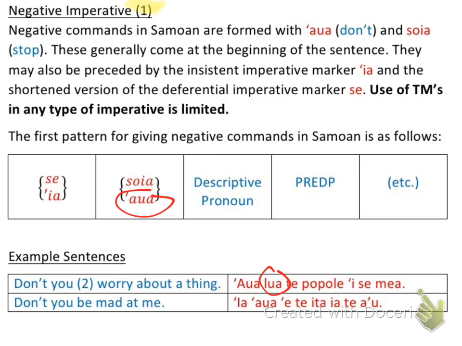And then I'm using a te because of the descriptive pronoun. And then my predicate is going to be popole, and that means worry as well. And then about a thing is isemea. All right, moving on. Again, I'm saying don't, so I'm going to use awa.